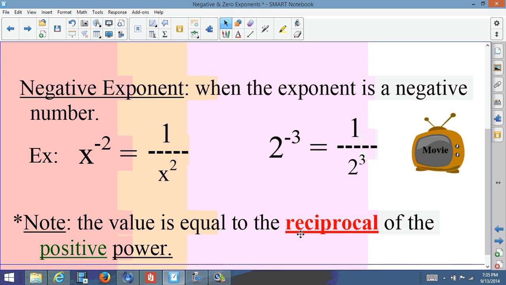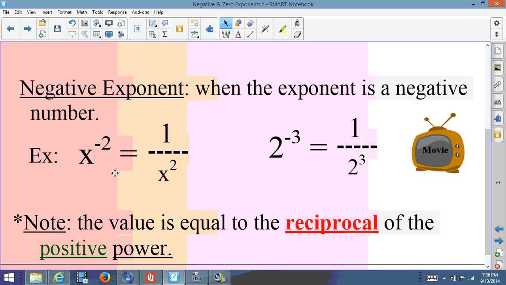Reciprocal means taking a number and turning it upside down, and you have the opposite of what it was. Here we have x to the negative 2, and now we have 1 on the top and x squared on the bottom. So when we have a negative exponent, it's going to be a positive power, so the exponent is going to turn to positive. That's why I changed it to a positive 2 instead of negative 2, because I turned it upside down.